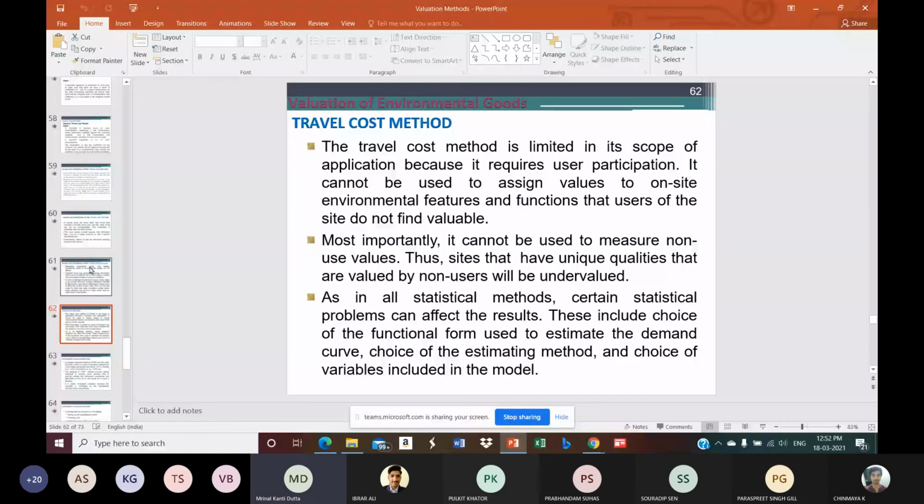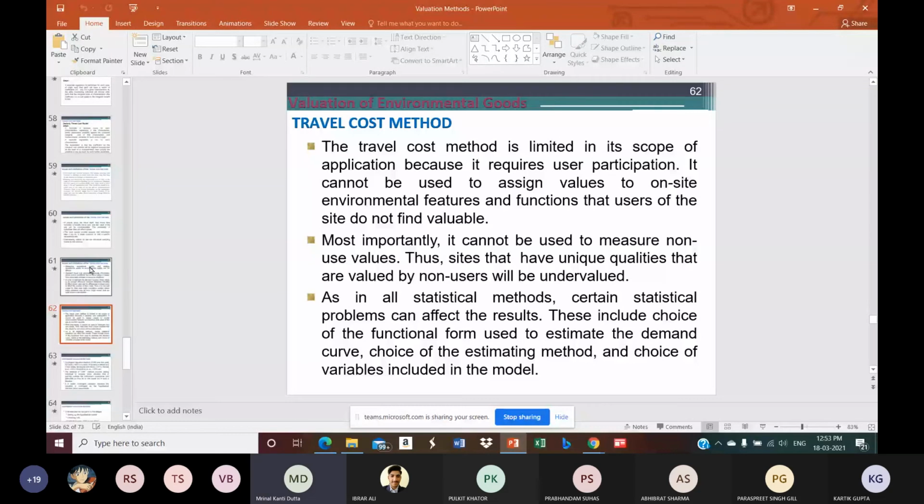Okay. In that case, what will happen? Those sites which might be having some kind of non-use values will be undervalued by this travel cost method. Mostly those sites where some kind of use values are there, and for which people will be willing to place certain values, can be properly valued by the travel cost method. For others, where non-use values are also sufficiently available, and if the visitors cannot place values for these non-use attributes, then probably the valuation will be underestimated.